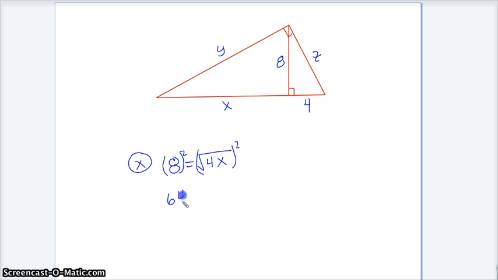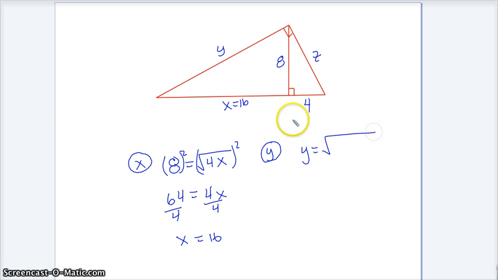Just like in the last problem, I need to square both sides, and I get 64 is equal to 4x. I will then divide both sides by 4 to get my answer. Doing 64 divided by 4, we get 16. So x down here is 16. All right, now I'll find y. To set up my equation to find y, I'm going to say y equals the square root of 16, the piece that's attached to it, times the whole hypotenuse, which is 20.